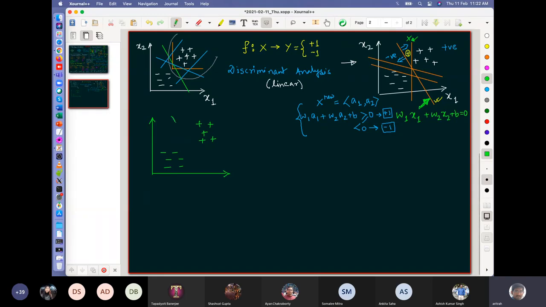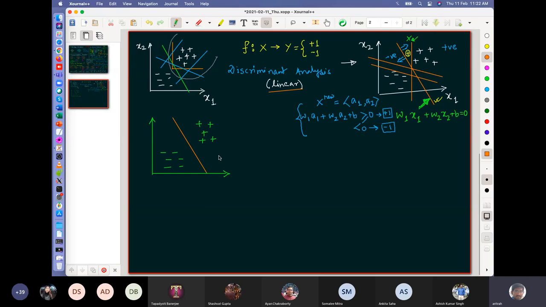We will try to pass something, let me draw it in a different color, which is almost in the middle of these both classes. That would be my ideal linear discriminator, right? In the middle. Now we have to define what we mean by middle.